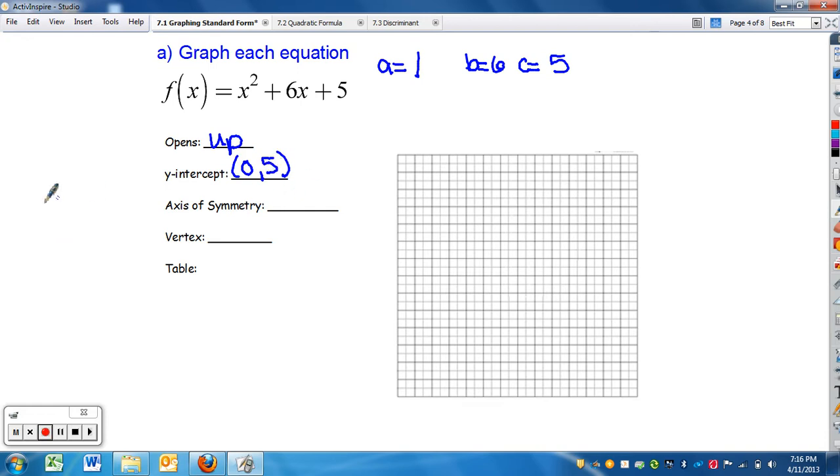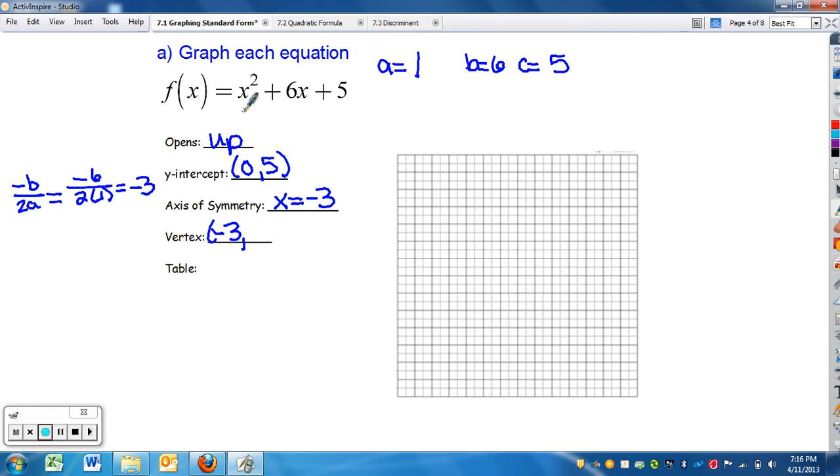So to find the axis of symmetry, we're going to use our formula. I'm going to do the negative b over 2a. Again, you could do b divided by a divided by negative 2. It doesn't matter. So I have negative 6 over 2 times 1. Well, that's negative 6 divided by 2 is negative 3. So my axis of symmetry is x equals negative 3. And again, it has to be x equals. To get your vertex, the x-coordinate is going to be negative 3.